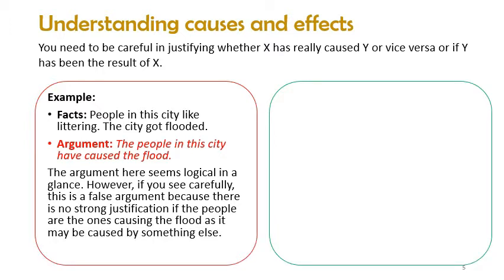Here we only know two facts: that people like littering, and that the city is flooded. Why is this not a good argument? Because when the city got flooded, it doesn't mean that it's because of the people. There are still other processes in between the people and the flood that happened in the city. So we can say that the connection between them is not direct. So this is not really a good argument.